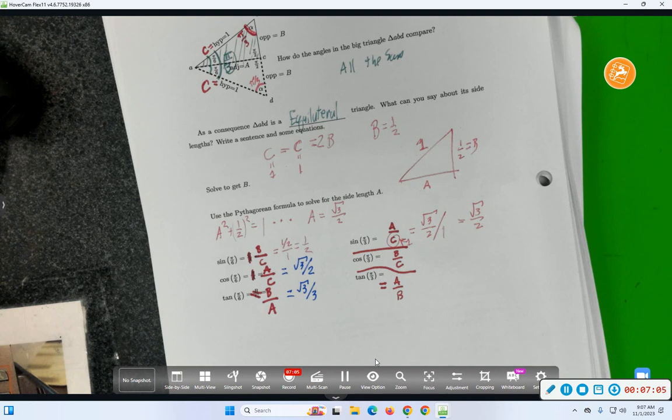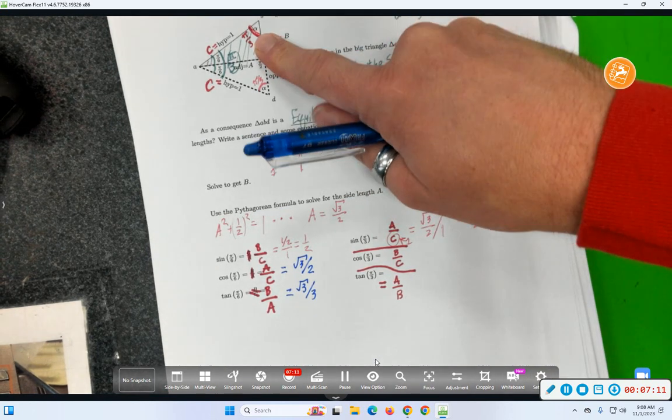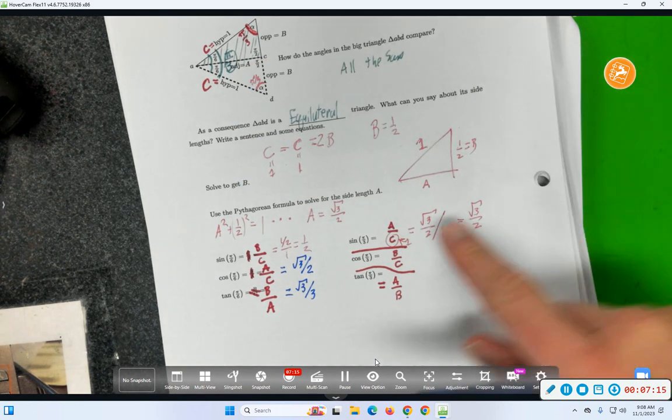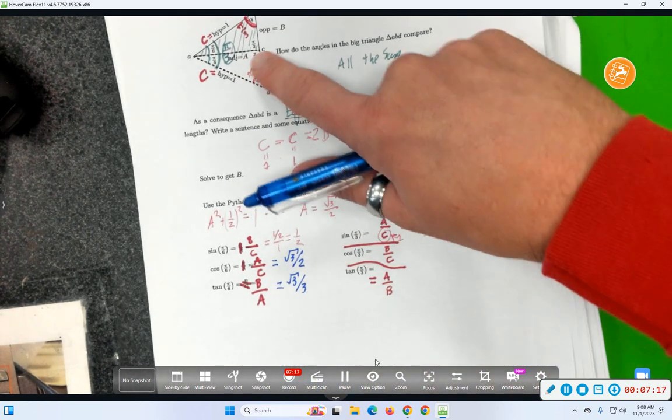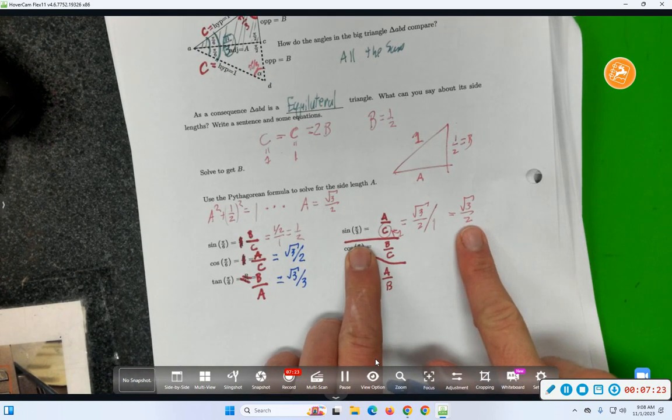Square root of 3 over 2 divided by 1. There's this angle pi over 3. The opposite side length is A, which we found to be root 3 over 2. Hypotenuse is length 1. Oh, we already did that. Okay.